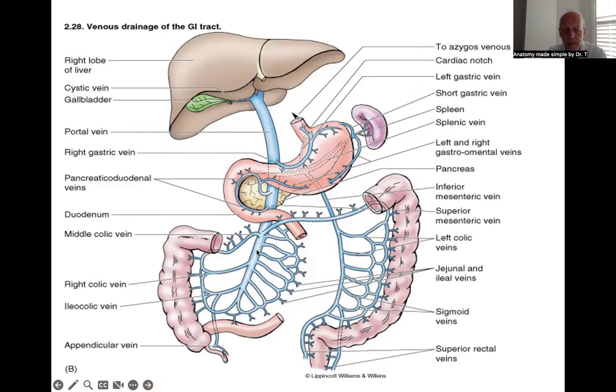So superior mesenteric vein actually drains the venous blood from the same parts of the gut that superior mesenteric artery supplied with arterial blood. So it's jejunum, ileum, cecum, appendix, ascending colon, part of the transverse colon. Inferior mesenteric vein does the same as what the inferior mesenteric artery has done: transverse colon, distal part, then we have descending colon, sigmoid colon, and rectum. However, this is now the most relevant and most important thing.